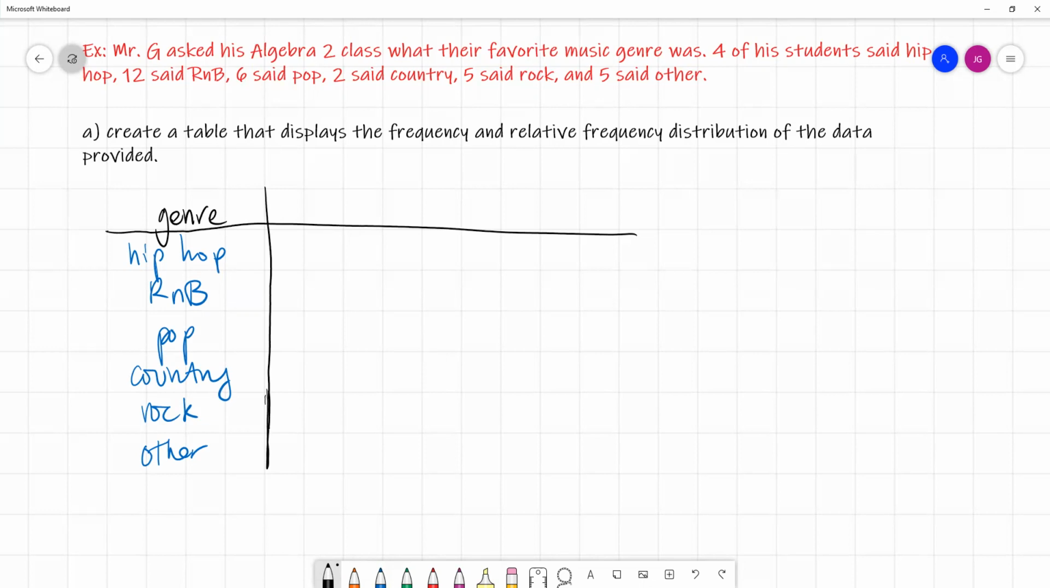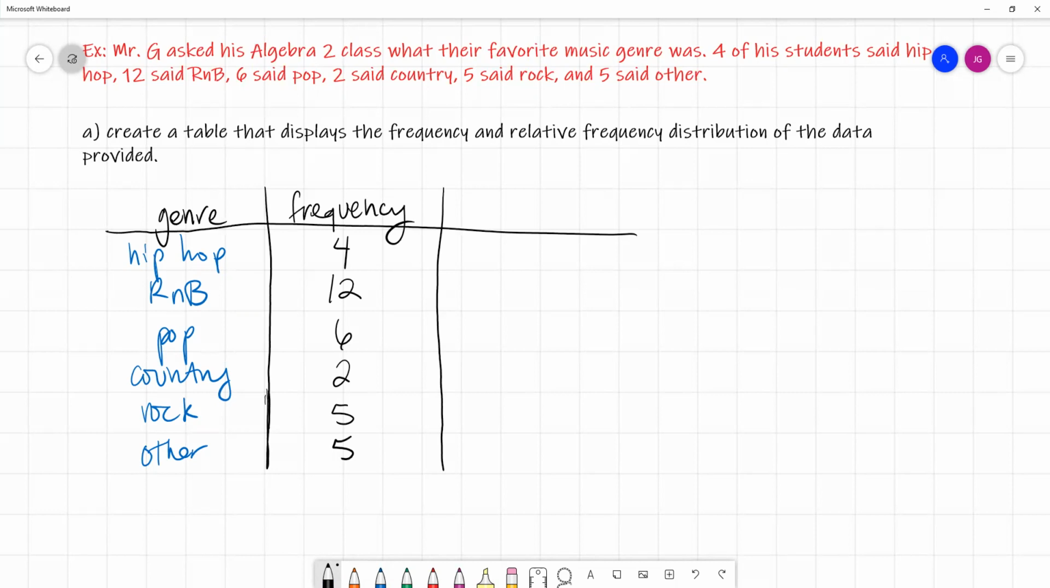And then I want to list in the next column my frequency, the frequency for each of those data values, okay? So how many times does hip hop happen? 4 times, okay? R&B happens 12, pop 6, 2 for country, 5 for rock, and then 5 for other, okay?